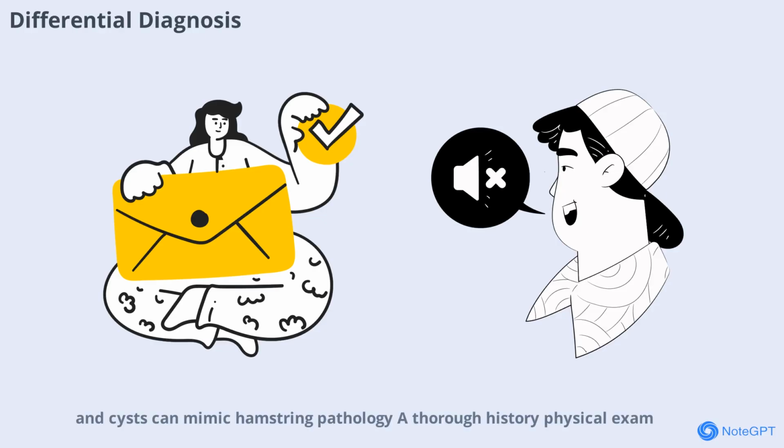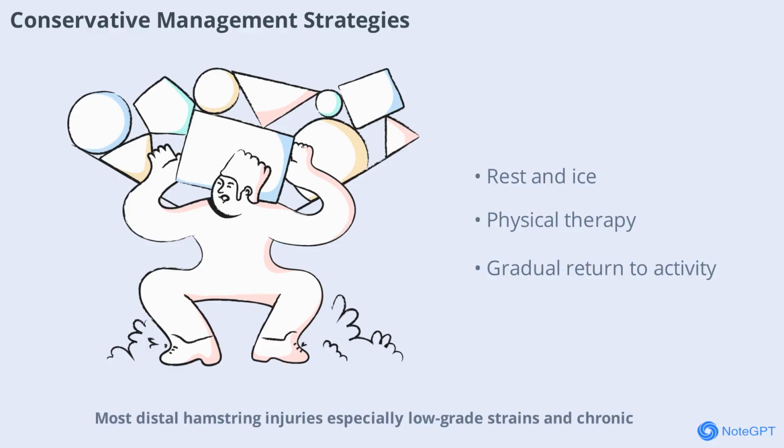A thorough history, physical exam, and appropriate imaging help differentiate these conditions and ensure accurate diagnosis. This approach prevents unnecessary treatments and improves patient outcomes. Most distal hamstring injuries, especially low-grade strains in chronic conditions like bursitis or tendinopathy, respond well to conservative management. This includes rest, ice, anti-inflammatory medications, physical therapy, and gradual return to activity.